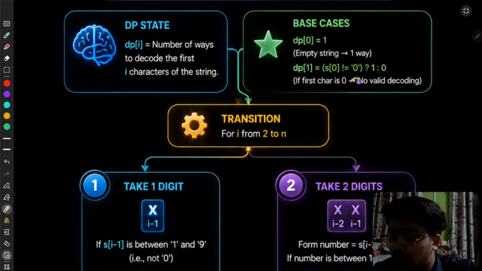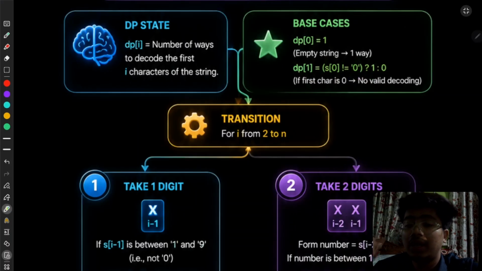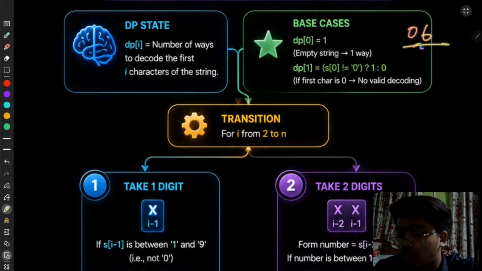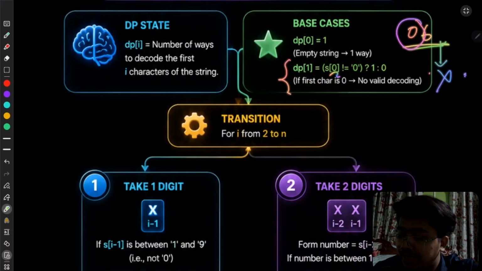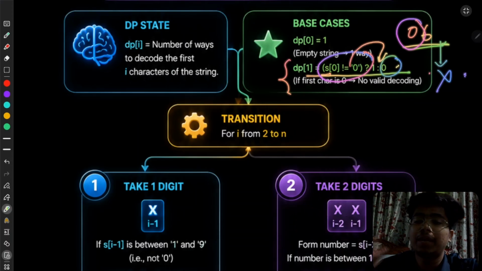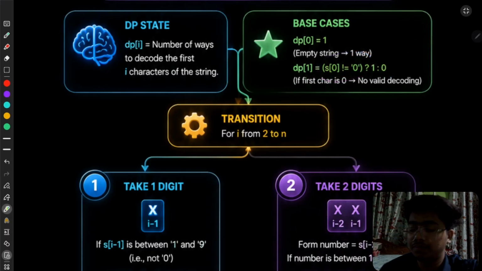DP of 1 is based on S of 0. Now the second case: if a scenario like 06 occurs, how many ways can we decode it? We cannot decode it, because our system doesn't allow this type of decoding. If something starts with 0, that is not a valid decoding. So we define the DP of 1 state: if the first character is 0, we initialize it to 0, and if it is not starting with 0, we set it to 1, meaning there is one way to decode.